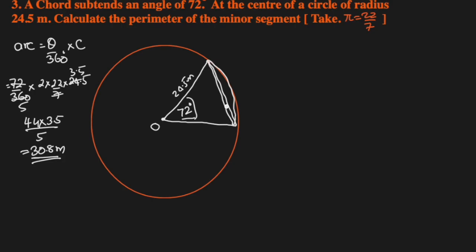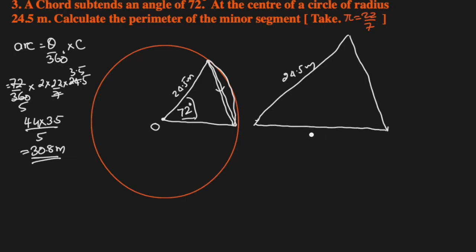Now we have to find the length of the chord. So let me magnify this chord. This is the chord here. This is 24.5 meters, and this is also 24.5 meters, because this is also a radius. That means this is an isosceles triangle, right?